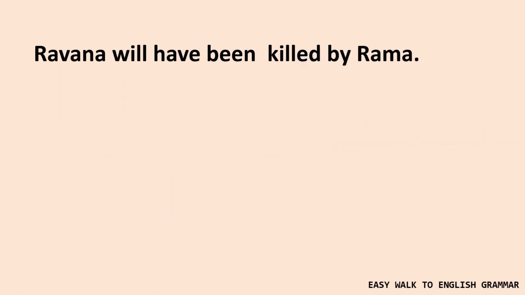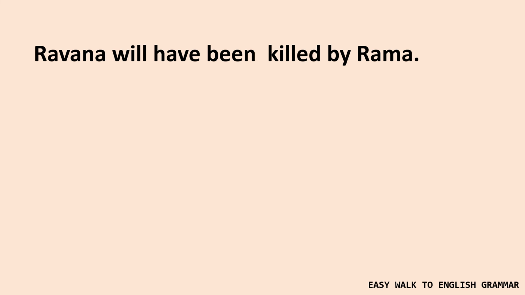This is the passive voice form of the previous active voice. Ravana will have been killed by Rama. Before I start with the analysis of this sentence, let me remind you of one thing. If you are not familiar with the use of has or have or those auxiliaries, please do watch those videos in our channel, Easy Walk to English Grammar, where we dealt in detail with the uses of has and have as main verbs and auxiliary verbs. You will get better comprehension.